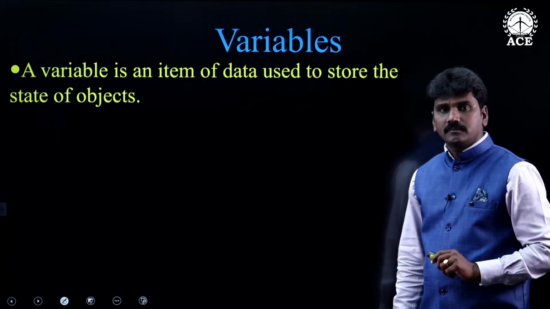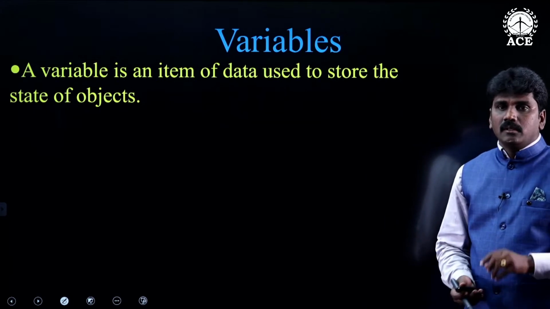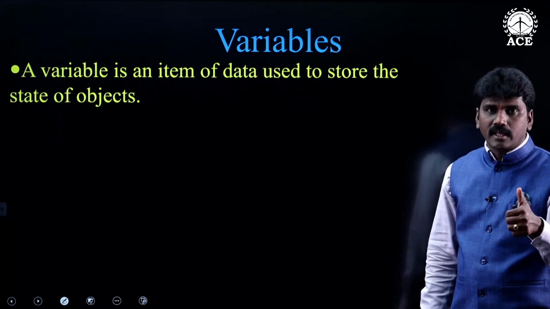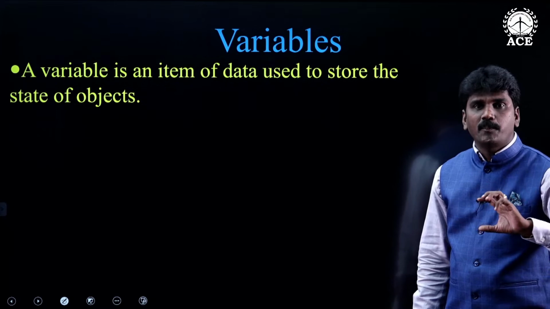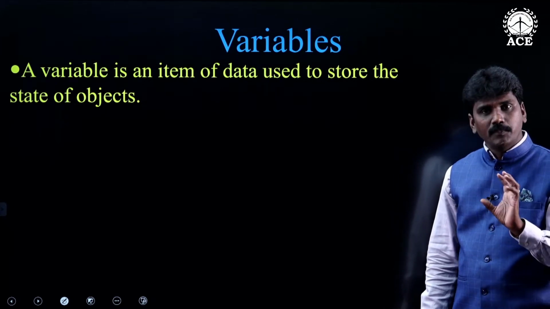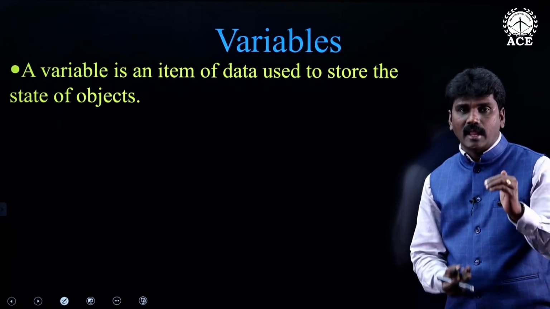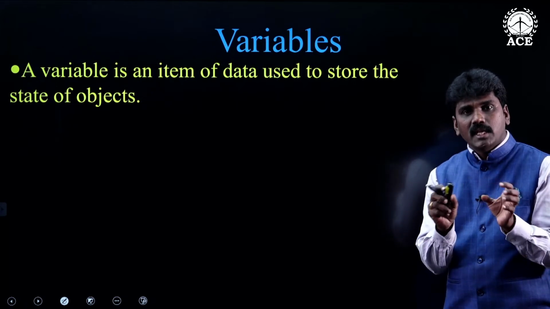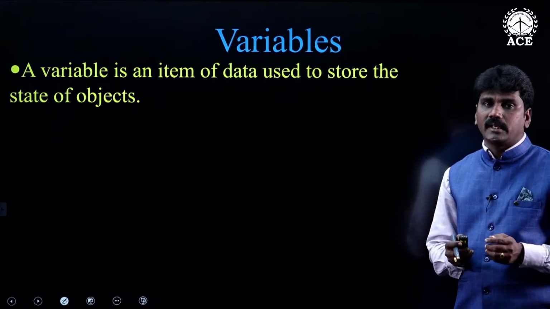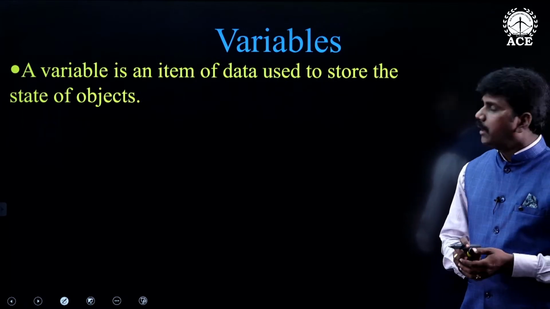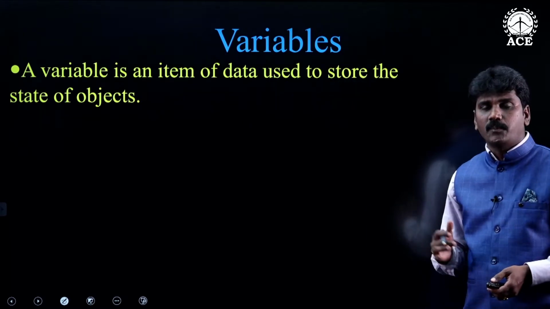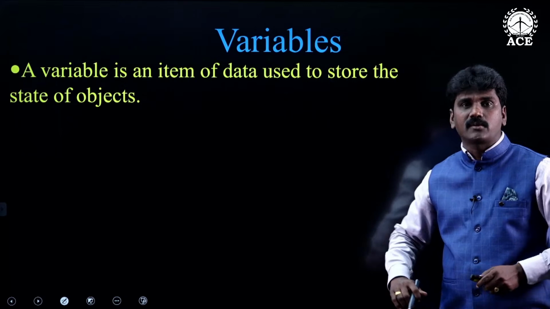Next one. Till now we have seen data types, and one simple Java program also. In the simple Java program, we saw how the class can be written, and inside the class how the main method will be written. Now let us see the most important concept, the variables concept.